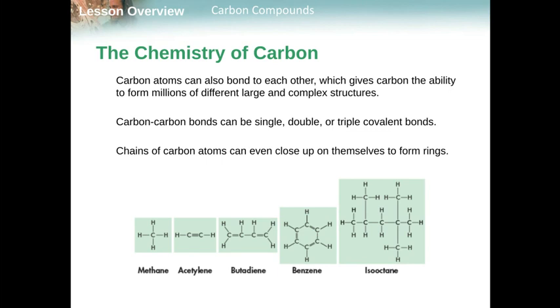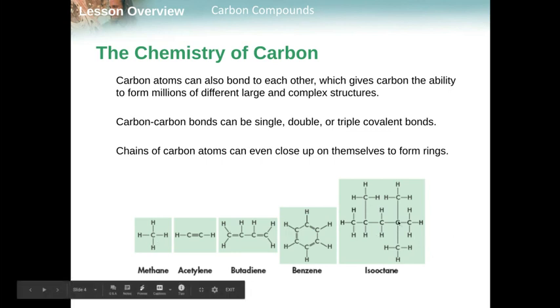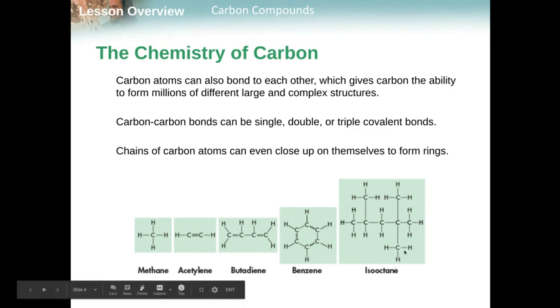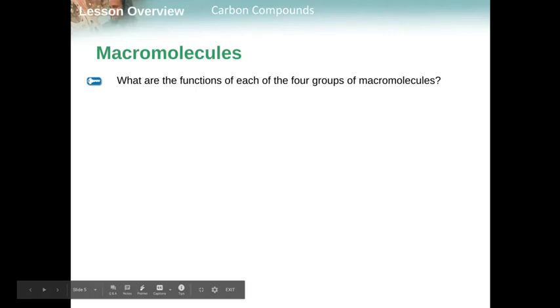Okay, so we have the chemical structure of several molecules right here, methane being the simplest carbon-containing compound, all the way up to isooctane, this long branching chain structure here with 1, 2, 3, 4, 5, 6, 7, 8 different carbons right there, hence the octane. OCT stands for 8.